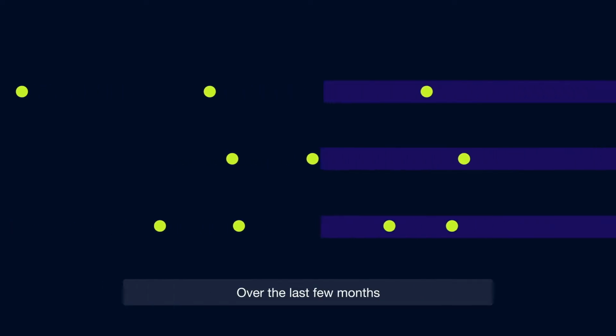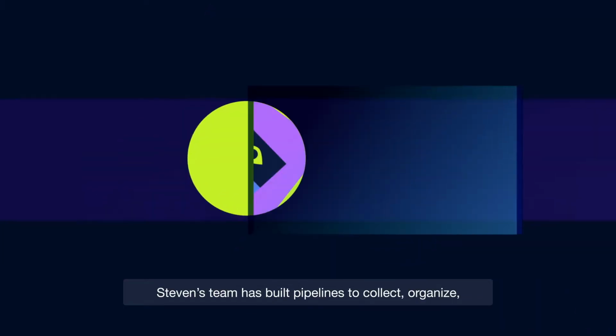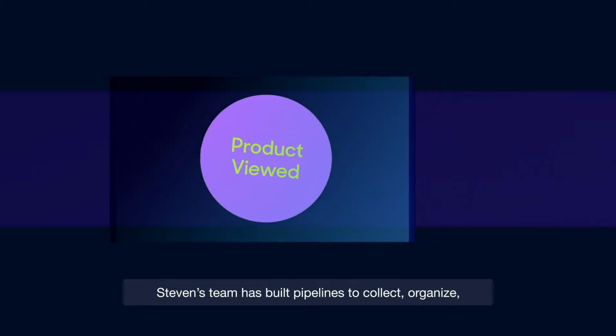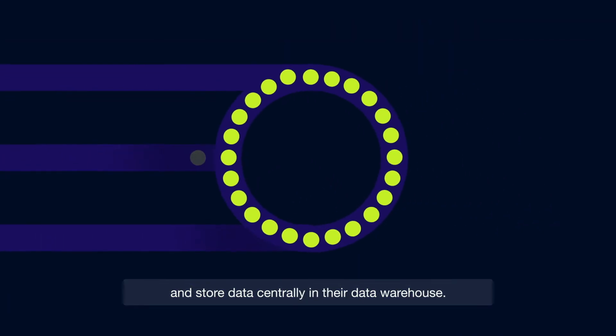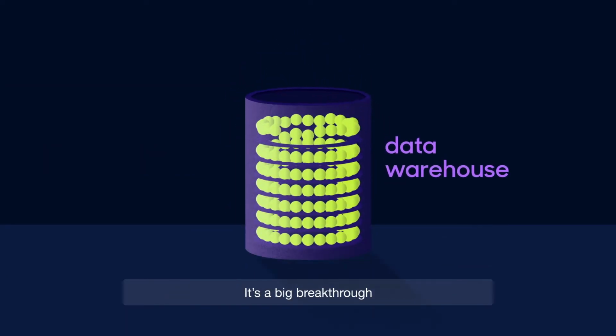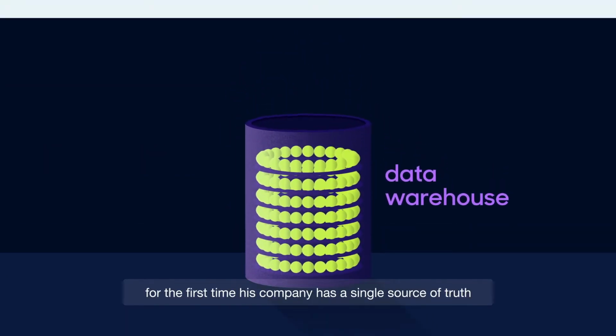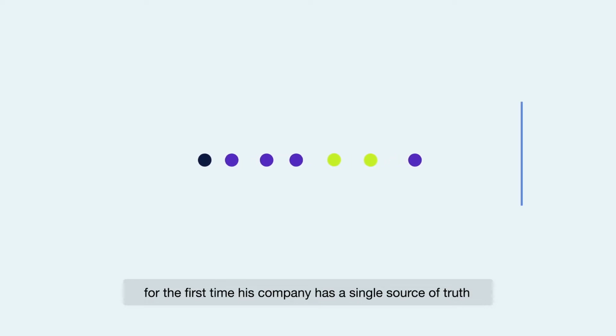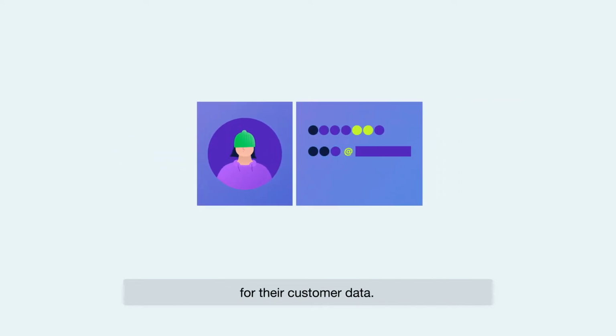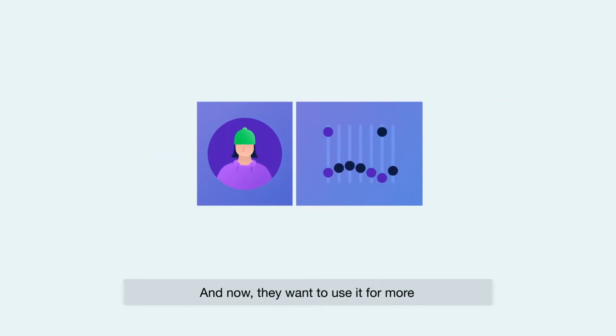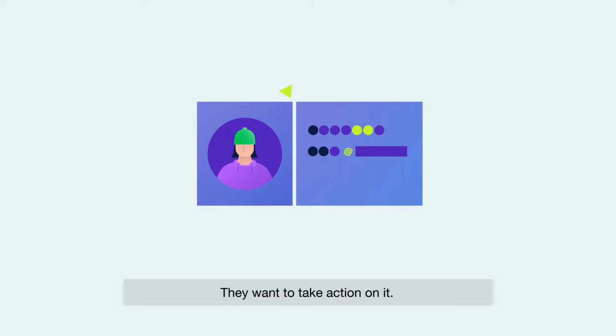Over the last few months, Steven's team has built pipelines to collect, organize, and store data centrally in their data warehouse. It's a big breakthrough. For the first time, his company has a single source of truth for their customer data. And now they want to use it for more than just dashboards and static reports. They want to take action on it.